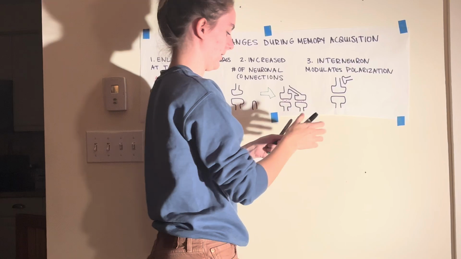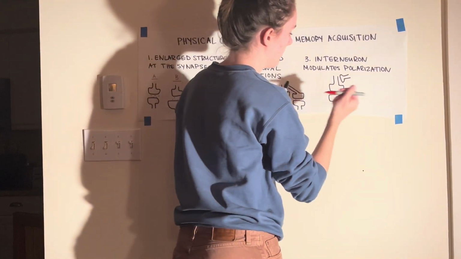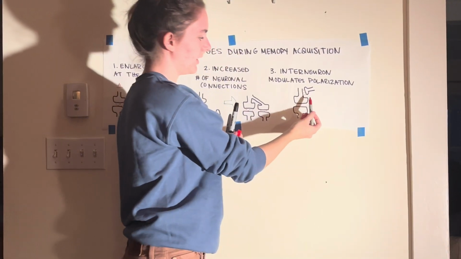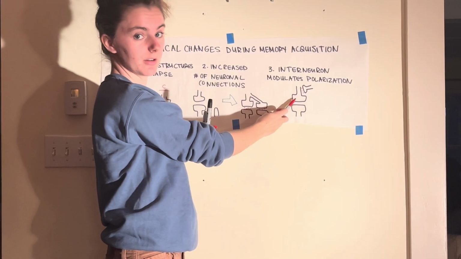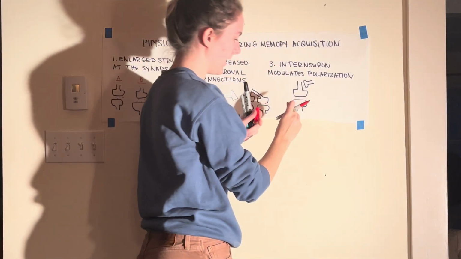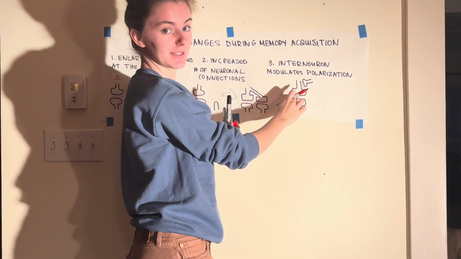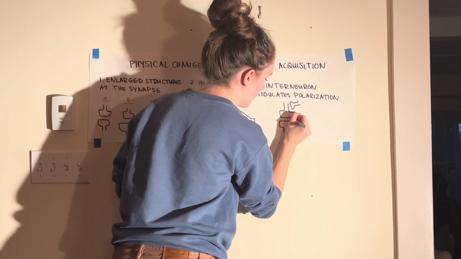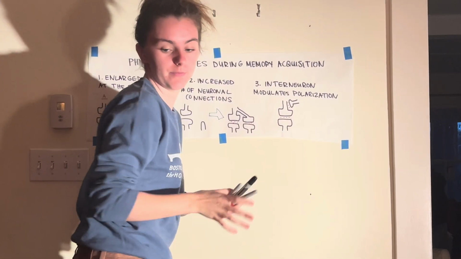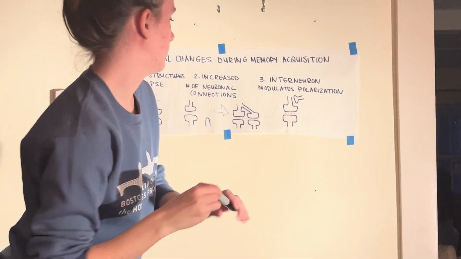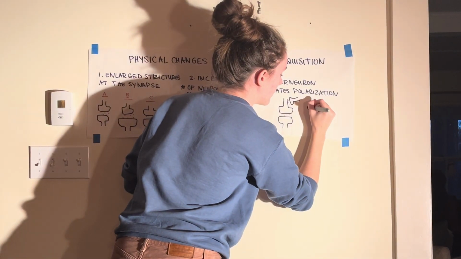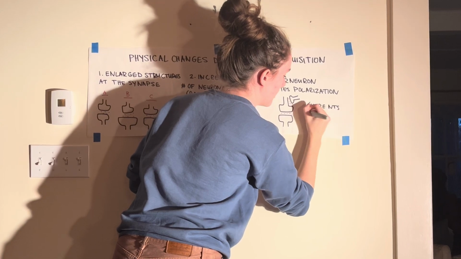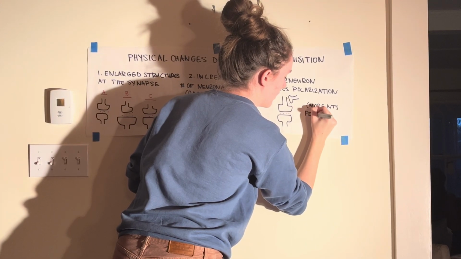So it looks something like this. As you can see, this interneuron is changing the membrane potential of this neuron, and therefore, this neuron is releasing more neurotransmitters per action potential. So I'll put over here, more neurotransmitters per nerve impulse.